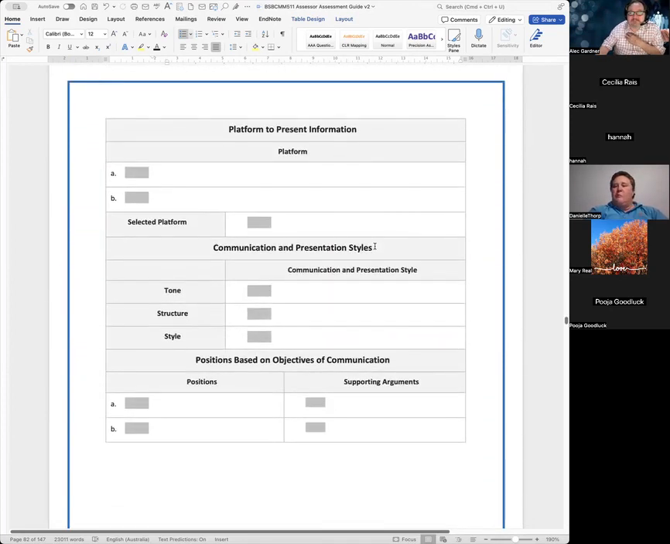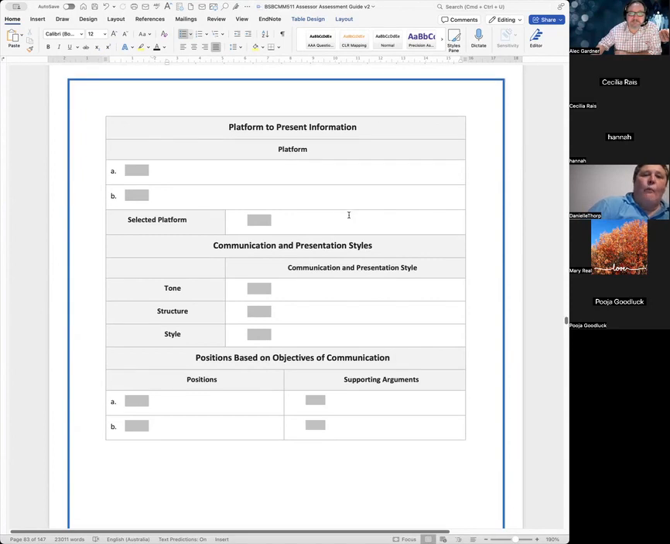So, platform to present the information. What's going to be your platform? Is it going to be in a meeting room? Is it going to be online? The two platforms I've looked at: am I going to hold this in an office or am I going to hold this online? My selected platform was online.